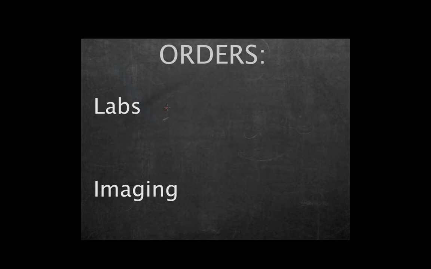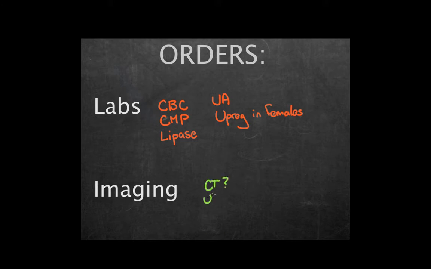For lab work, you'll want to order a complete blood count, complete metabolic panel, lipase, urine analysis, and a urine pregnancy test for females. When it comes to imaging, once again, it's really going to depend on your exam and labs. Depending on that, you might get a CT, ultrasound, both, or none.